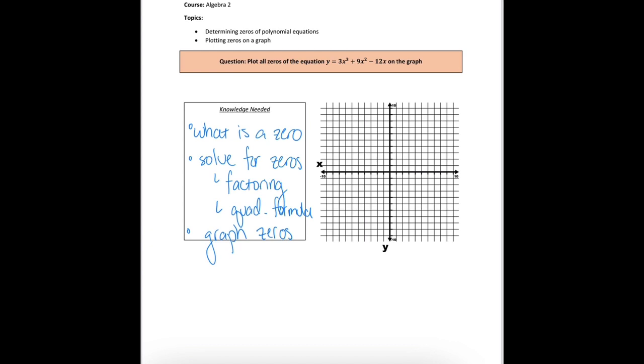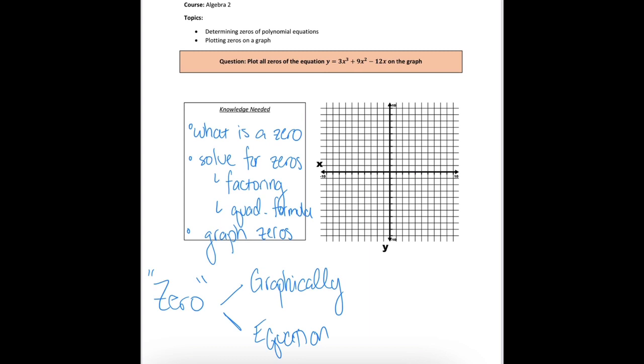Okay, so let's dig into the question here. Plot all zeros of the equation y equals 3x cubed plus 9x squared minus 12x on the graph. Well, let's start with the first thing. Let's define what is even a zero. And there's two ways to think about what a zero is. I'll say one way is to think about it graphically. And another way is to think about it by looking at an equation. Okay, let's start with this first one of graphically.